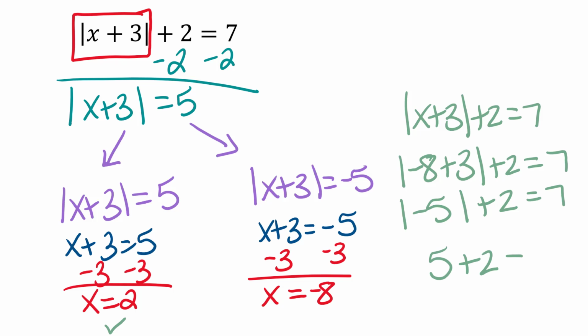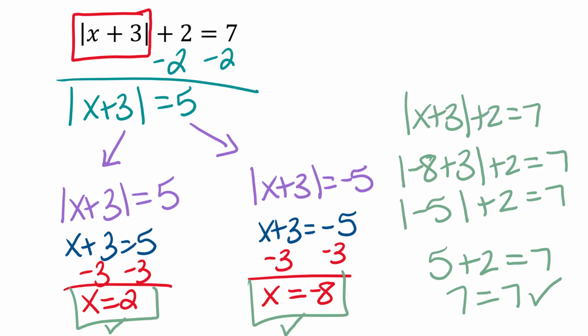And 5 plus 2 is 7, and 7 does in fact equal 7. So negative 8 is also our answer. So again, absolute value problems give us 2 separate answers. It doesn't always mean that one is positive and one is negative, but we always have 2 separate answers.